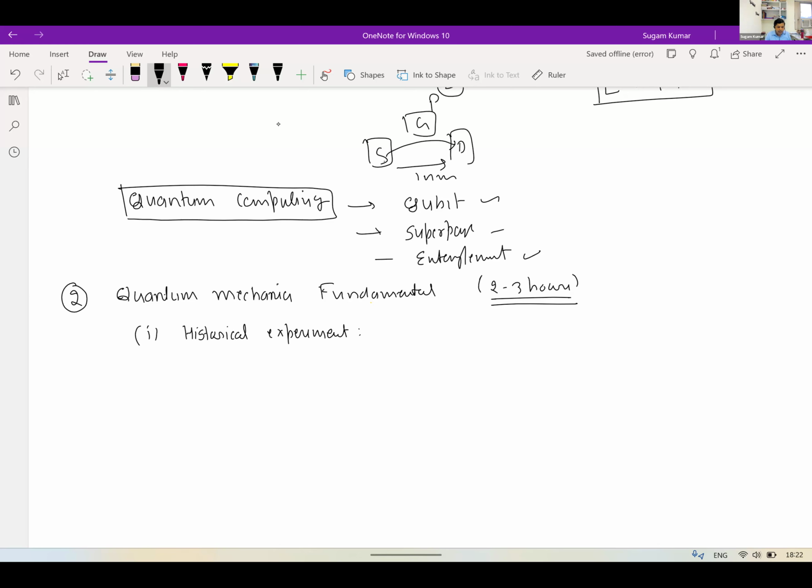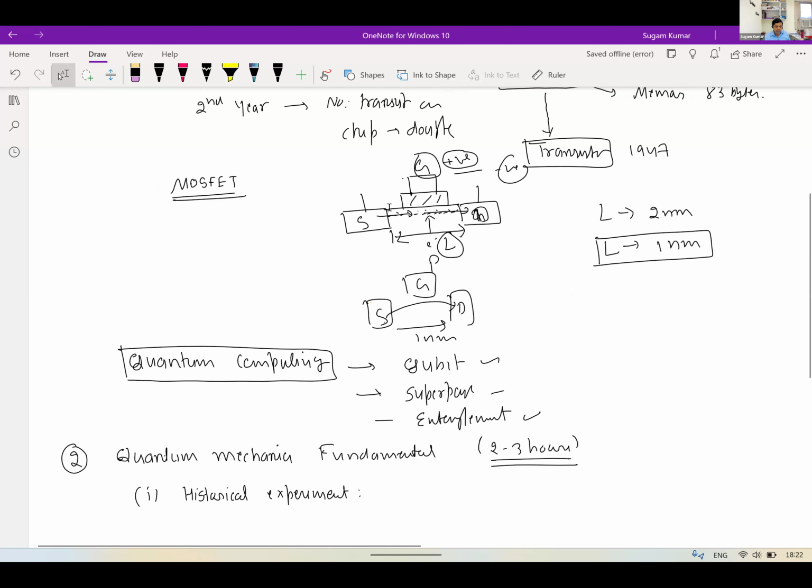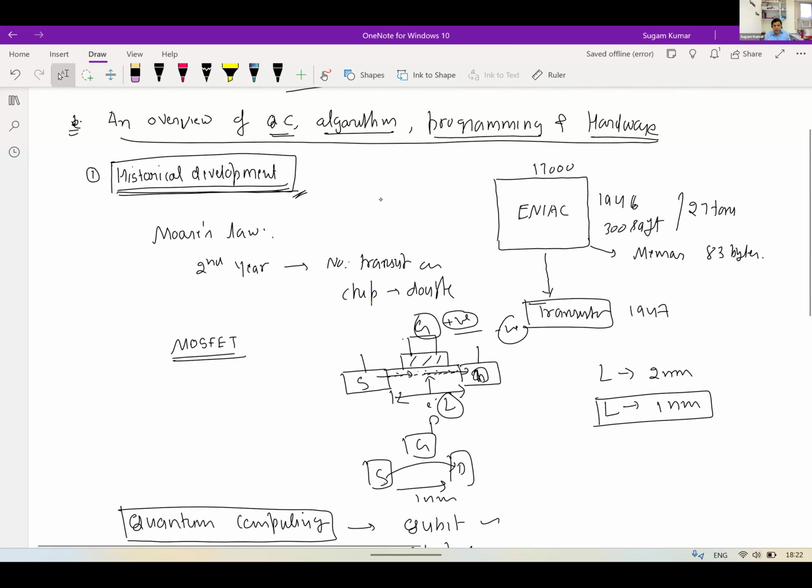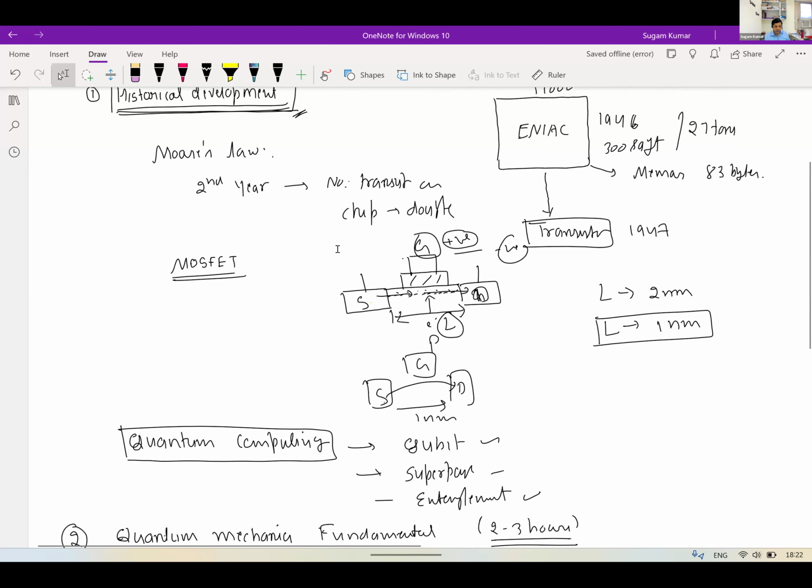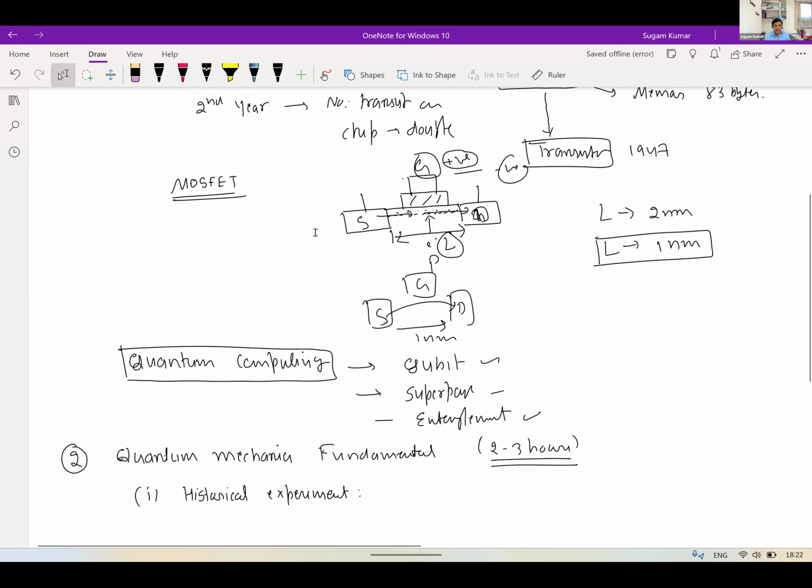But anyway, before I come to the next part, quantum mechanics fundamentals, in the first part, the historical development, if anybody has any question or comment, please let me know so that after that I can come to the second part, which we will discuss in detail. Yes, any questions or any suggestions or any comment you want to give? It is fine. Shall we go ahead?